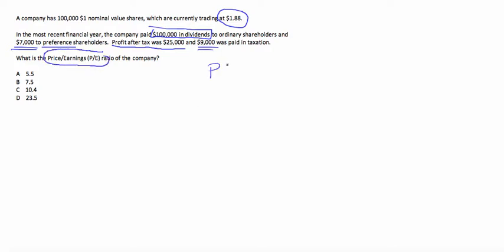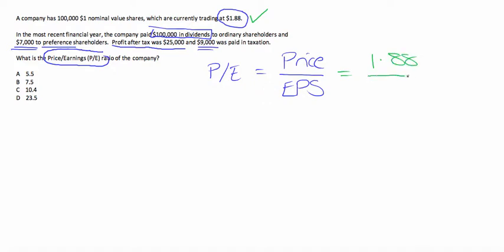Now, obviously the price earnings ratio is simply the share price of ordinary shares divided by the earnings per share. And in the question, they've already given us the share price, which is $1.88. So all we need to do in this question is actually calculate the earnings per share.